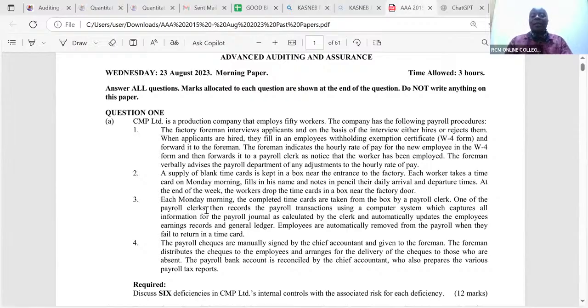You know, some of these things, they really give you guys very easy questions. Even when a student comes after an exam and tells me that Mwalimu, I have failed, it can't be audit and assurance. It can't be advanced auditing and assurance. This is a very basic paper, very, very basic paper.